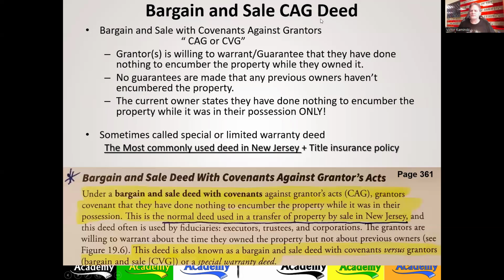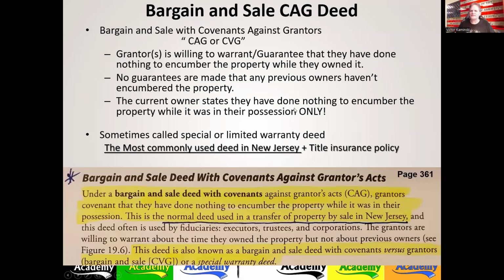Now, the bargain and sale CAG type deed, this one's more realistic. This is the most common deed used here in New Jersey. The bargain and sale covenants against grantors, or for short, CAG, or covenants versus grantors, CVG. The grantor, the seller, is willing to warrant or guarantee that they have done nothing to encumber the property while it was in their possession, while they owned it. It makes no guarantees that previous owners haven't encumbered the property in some way.